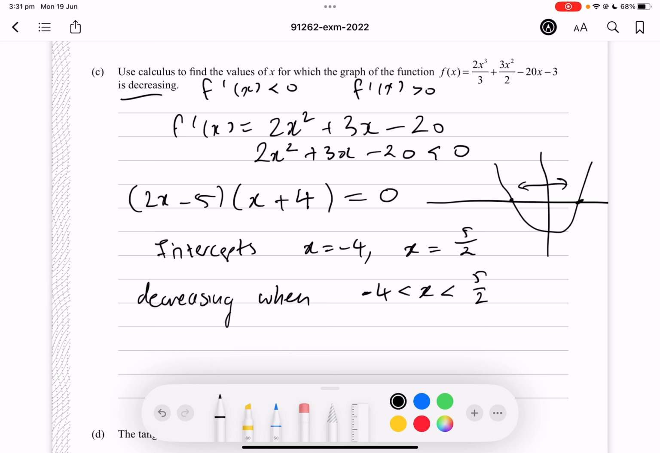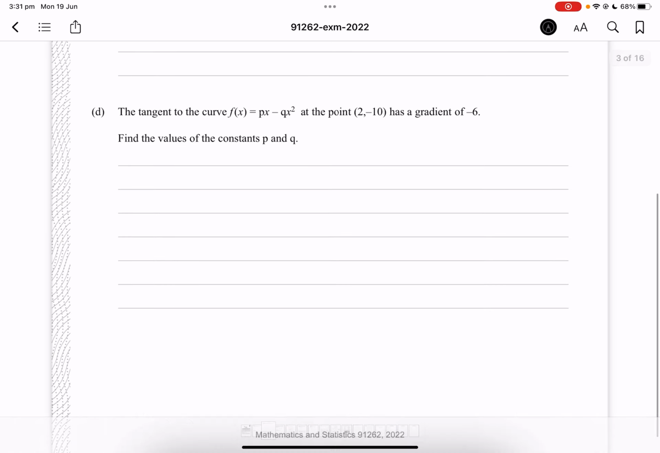Okay, yeah, and that should be a merit level question if you can find the correct interval. So x is between -4 and 2.5 or 5/2. That should be a merit level grade. And if you can find the derivative, so finding the derivative, this step here, that should be an achieved grade there.